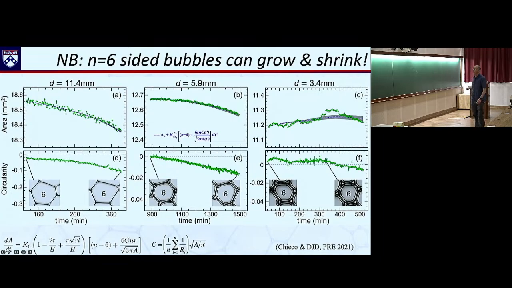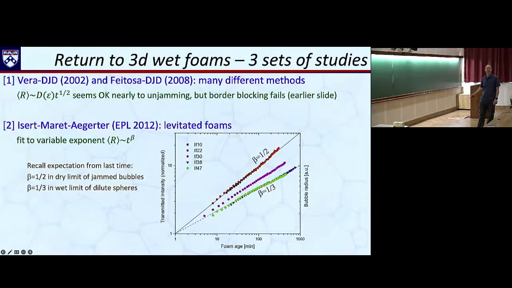All right, so we're pretty happy with our understanding of the effect of wetness and border crossing physics from our 2-dimensional experiments, and let's see if we can bring that to bear in 3 dimensions. So there's 3 sets of experiments that are relevant in this regard. One is the ones I told you about already, where it seems like border blocking is okay, up to jamming, up to unjamming. It seems kind of okay, but the prefactor is kind of funky. If you remember that earlier slide, the data was a bit scattered, and certainly something weird happened near unjamming.